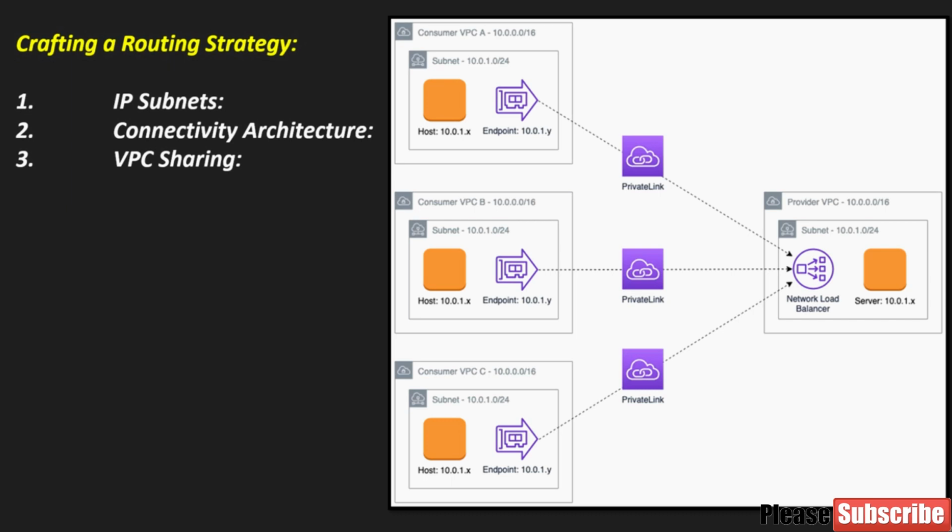The third is VPC sharing. As I told, understand the capabilities and advantages of VPC sharing. We can share resources like Amazon EC2 instances or Amazon RDS databases across accounts while maintaining granular control through the VPC sharing process.